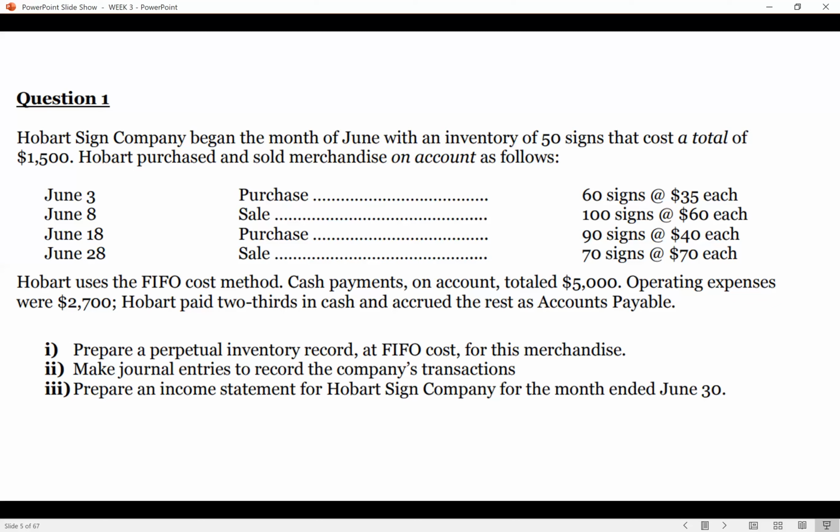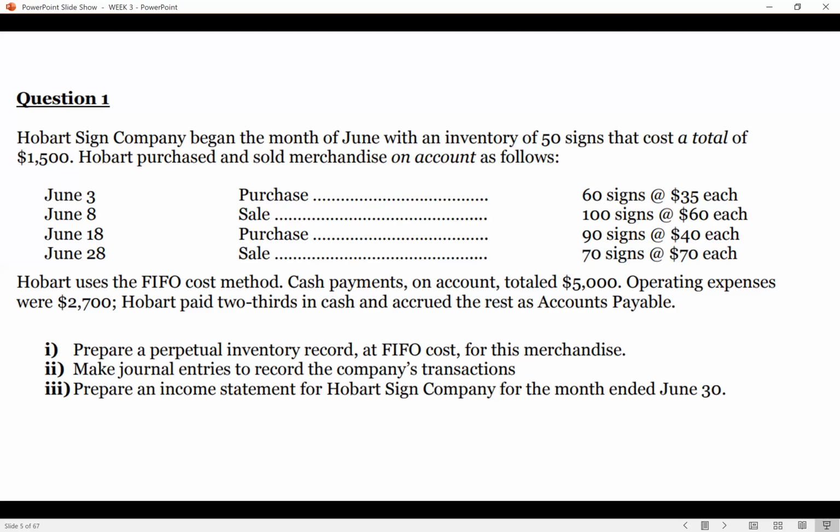Okay. Operating expenses were $2,700. So this is an expense. Depending on what it says, we can do a journal entry, but this will be shown in our income statement. Continuing on the same point, operating expenses were $2,700. It says he paid 2/3 in cash and accrued the rest as accounts payable. So what this is saying, we find 2/3 of this 2,700, he paid that amount, right? And then the next portion of it, he owes it, so that's that accounts payable.